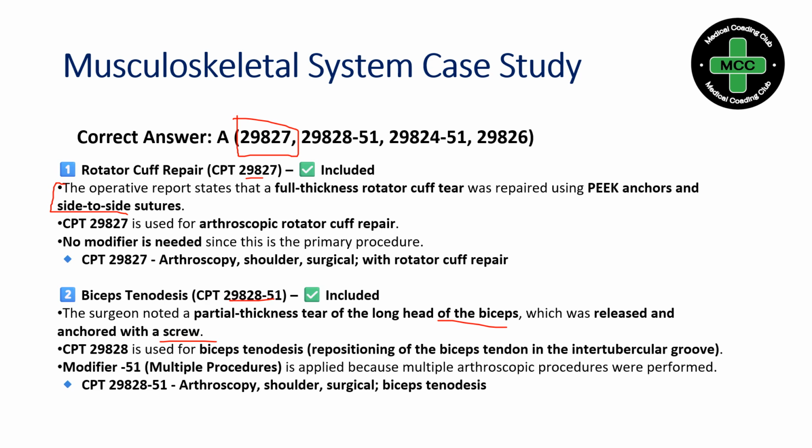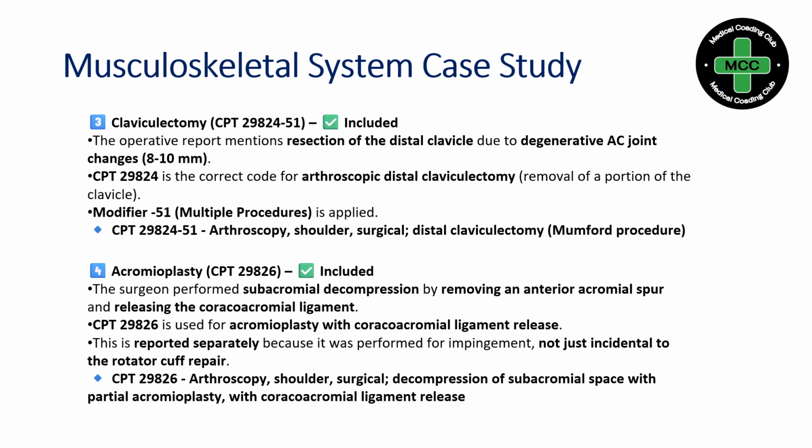So next, same way you can see 29824 and 29826. The third procedure we have is claviculectomy, that is, as I said, partial or complete removal of the collarbone. Here, the operative report mentions resection of the distal clavicle due to degenerative AC joint. So we can select 29824.